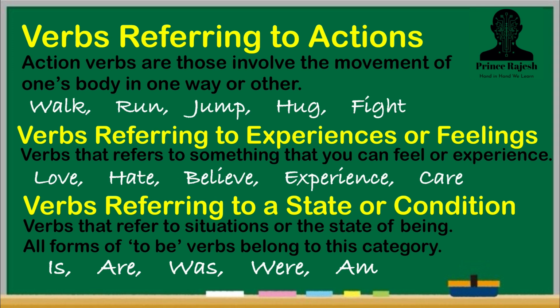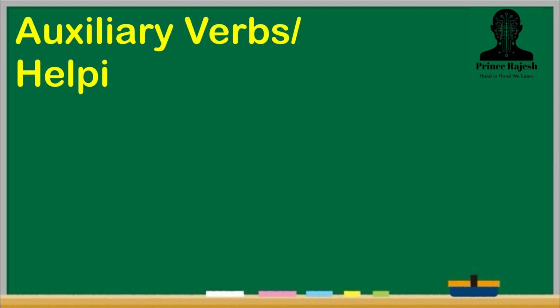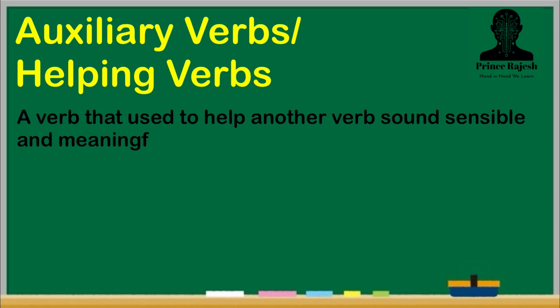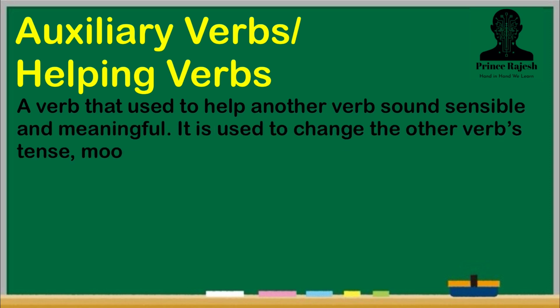Verbs can be classified into numerous types according to their function or role in a sentence or context. Let us look into the various types of verbs and some examples of each type of verb. Auxiliary verbs or helping verbs, as the name suggests, is a verb that is used to help another verb sound sensible and meaningful. It is used to change the other verb's tense, mood or voice.